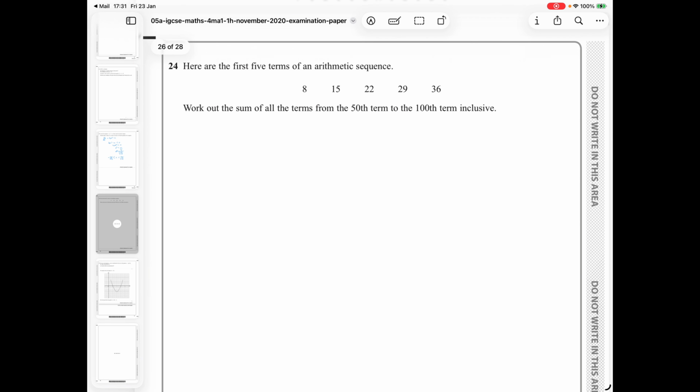Here are the first 5 terms of an arithmetic sequence. Work out the sum of the terms from the 50th term to the 100th term inclusive. So what you need to do is work out the sum of an arithmetic sequence, which is this one. So the sum of an arithmetic sequence equals n over 2 times (2a plus (n minus 1)d). Yeah, you got that on the front of the paper.